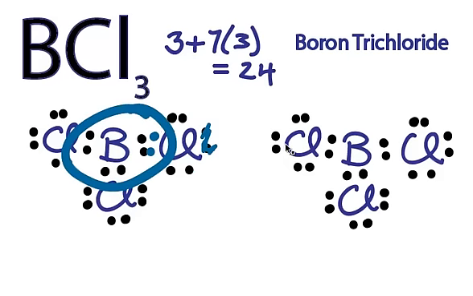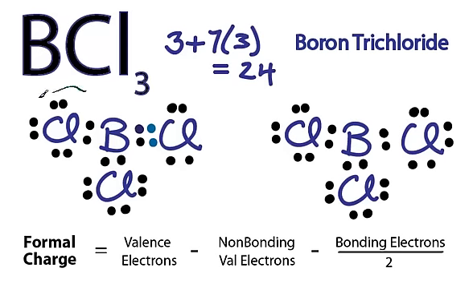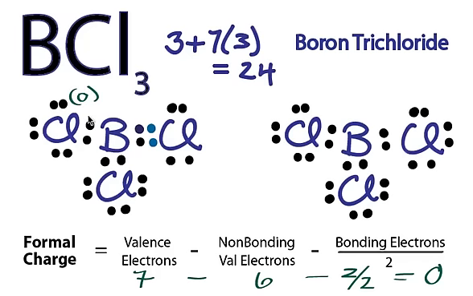But the question is now, which of these structures is correct? Well, to find out, what we can do is use the idea of formal charges. So to do that, we have an equation that'll help us. So let's do the chlorine, this one right here, and see what its formal charge is. We have 7 valence electrons for chlorine on the periodic table, non-bonding, these right here, we have 6, and then bonding, we have 2, and we'll put that over 2. 7 minus 6 minus 1 is 0. So the formal charge for this chlorine is 0.